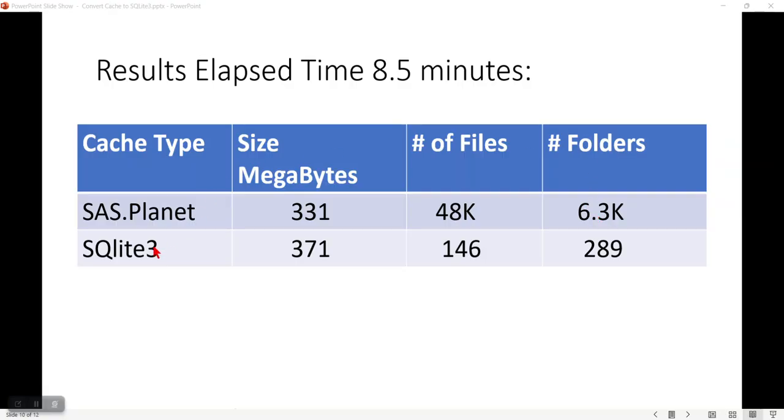If you look at the new one, it took a little bit more space because now we're dealing in databases and it's putting more information in the tables. But there is now 371 megabytes of storage. The number of files is 146, and the number of folders is 289. So we've significantly reduced the size of our cache.